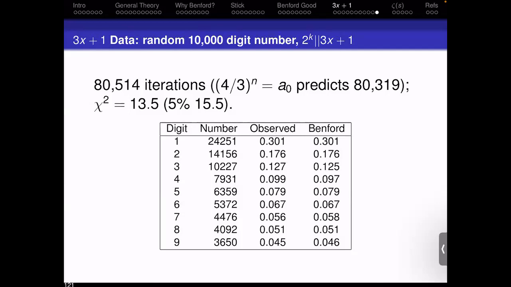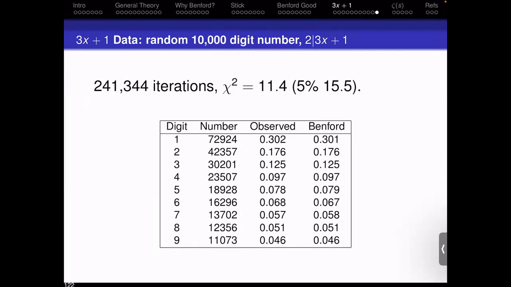You could, of course, instead of pulling out all powers of 2 at once, say I either multiply by 3 and add 1 as a step, or I pull out a power of 2 as a step. And if you do it that way, it's a little bit more work, but you can also show that you would get Benford as well. You would not surprisingly have a lot more steps. Instead of looking at 3x plus 1, you could look at 5x plus 1.